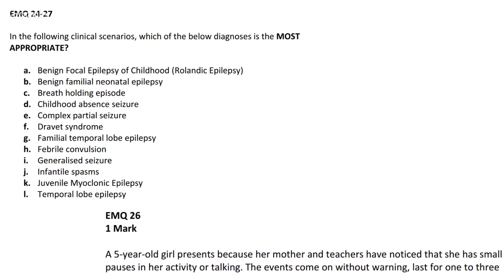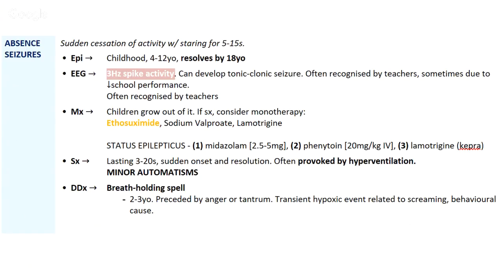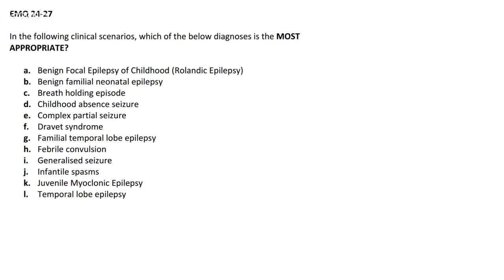Okay. So 5 years old. She has small pauses in activity. She has absence. It's on here somewhere, I'm sure. So absence is also here. This is an important feature: automatisms also occur in partial epilepsy, but they're also present in absence seizures.